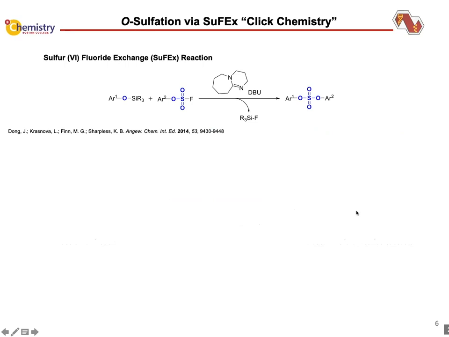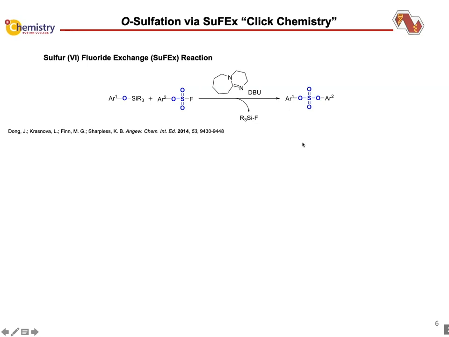And we actually got our inspiration from this reaction called SuFEx. It's a sulfur(VI) fluoride exchange reaction developed by Sharpless's group in 2014. And this reaction entails a reaction between a silyl ether, usually an aromatic silyl ether, and an aromatic fluorosulfate. In the presence of the catalyst DBU, which is an organic base, it can generate the sulfate diester as the main product, as well as the silyl fluoride as the byproduct. And in fact, the formation of the silicon fluoride bond is the driving force of the reaction because of its very low bond energy.